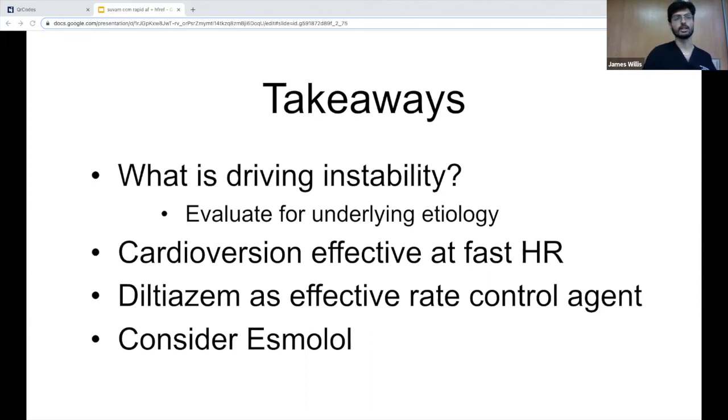And you can always consider using Esmolol since it's a quick on, quick off agent, especially if amio or digoxin isn't something that you're really considering for this patient.